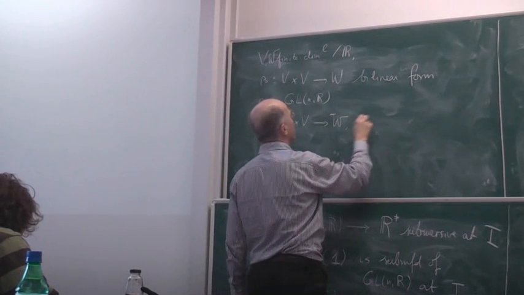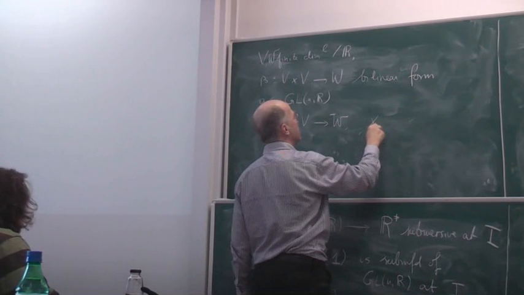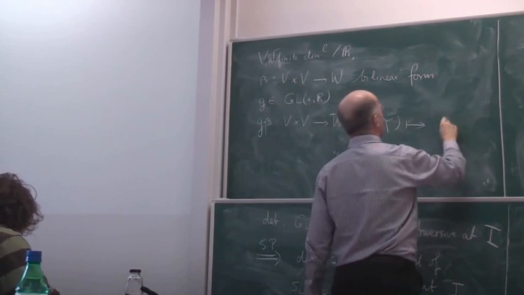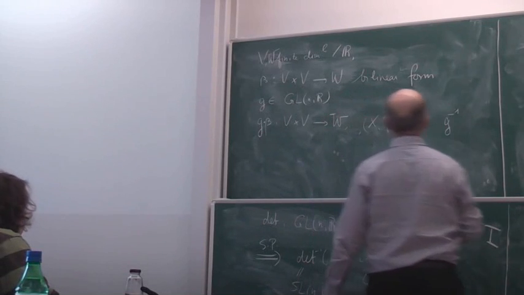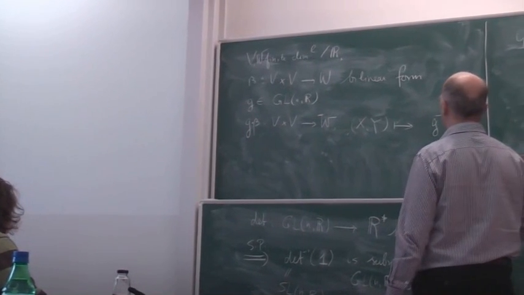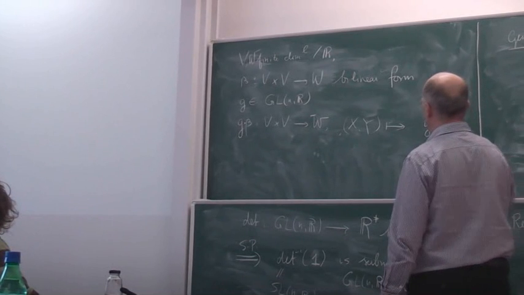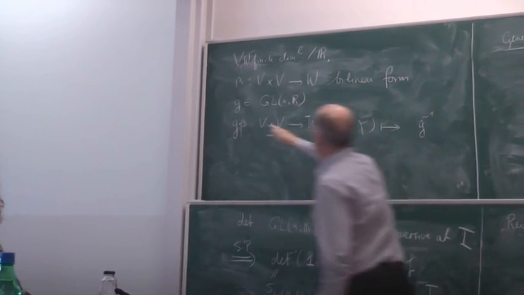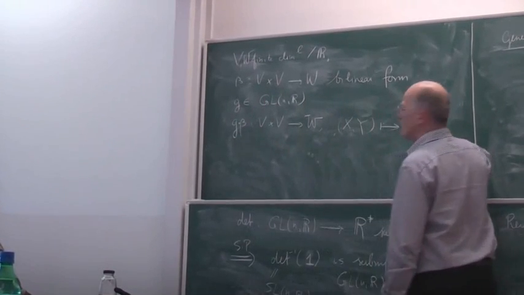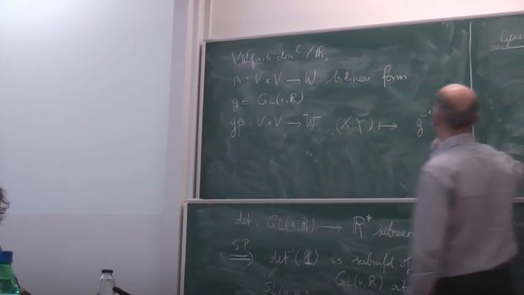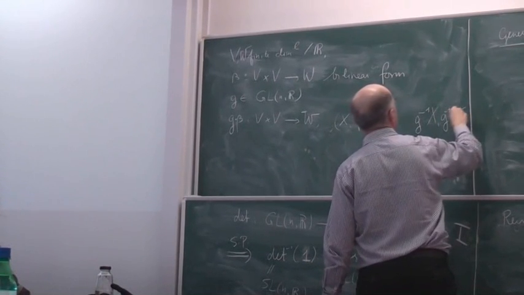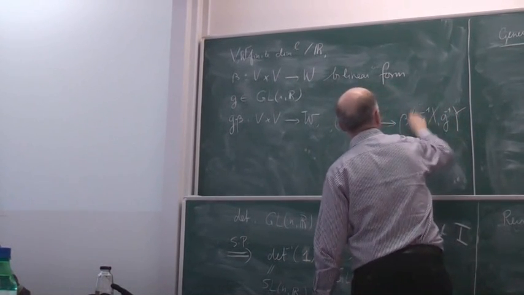It is the form which, on two vectors x and y, we first apply the inverse of G. For the purposes of this talk, we do not really need this, but I want to have a left action on the space of bilinear forms. Therefore, I've used this notation in the lecture notes. So we apply the inverse of G to x and y, and then we take the original bilinear form.